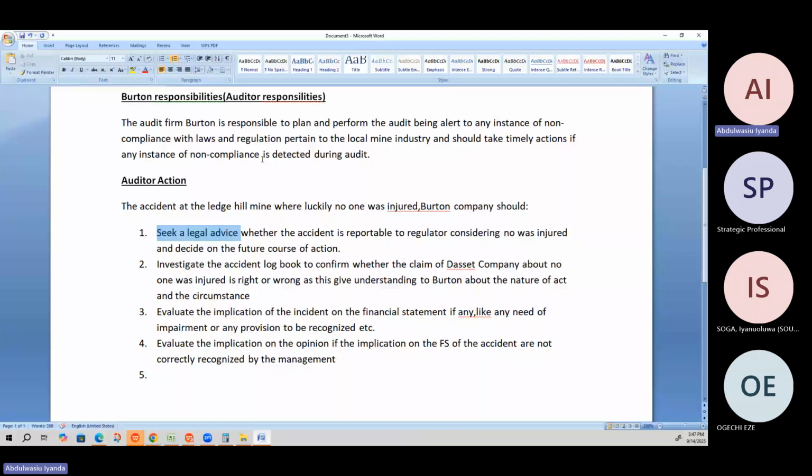Then the implication on the financial statements, and we also talk about evaluating the effect on the opinion. That's also another very important one. Then investigate the matter. This is like you checking with management and checking their logbook. If any incident occurred, then it should be recorded there.